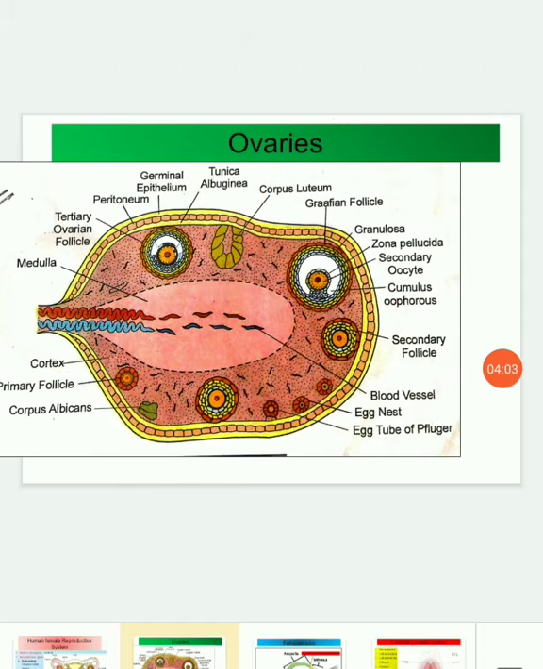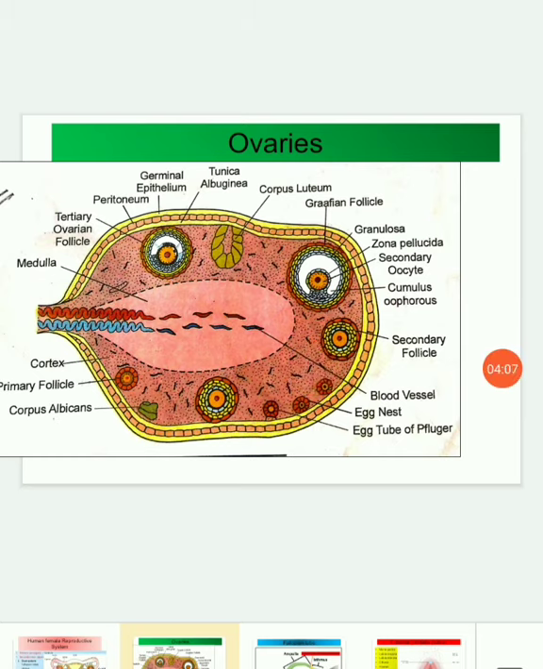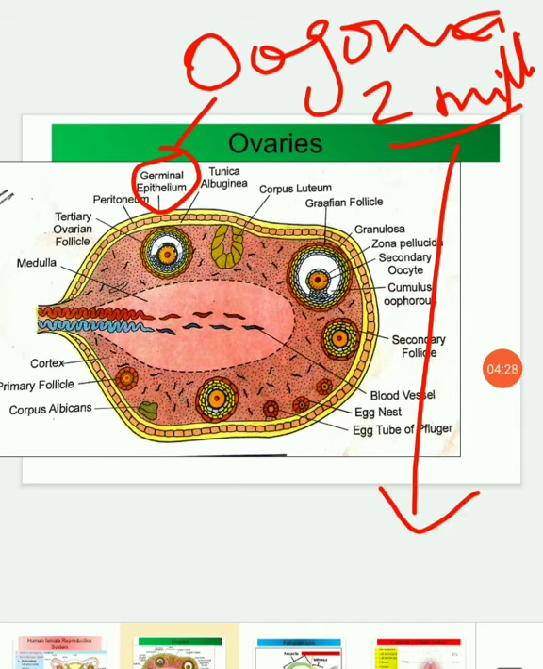Let's have a look at the structures present in the cortex. In the cortex, first of all, the germinal epithelium produces a large amount of oogonia, and these oogonia are around 2 million in number. Before birth they are produced, 2 million in number. Further they undergo various developmental stages. First they undergo meiosis 1 and produce the primary oocyte.